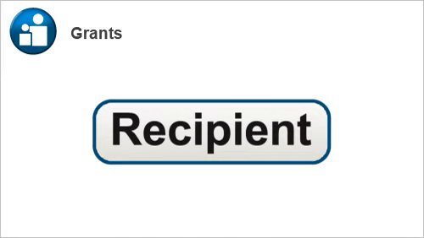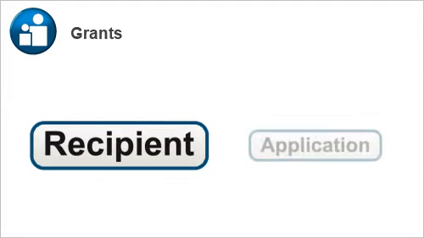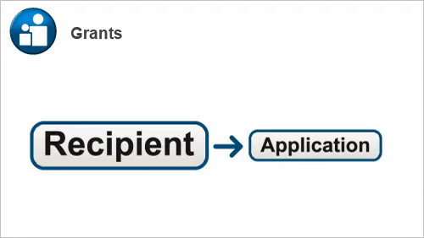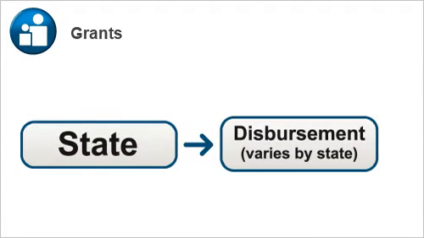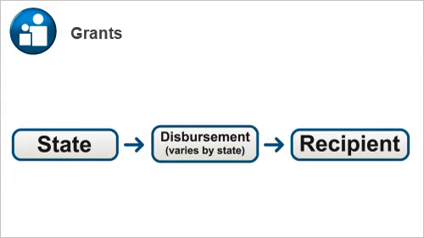States may also issue grants. Recipients receive grant awards as a result of an application process overseen by the state, which decides how to disperse the money to recipients. Each state has its own process for dispersing funds.